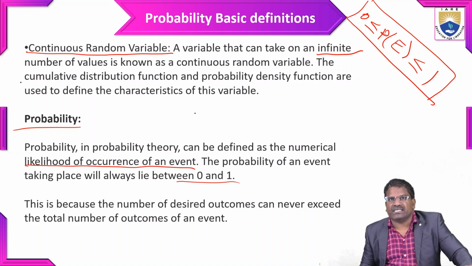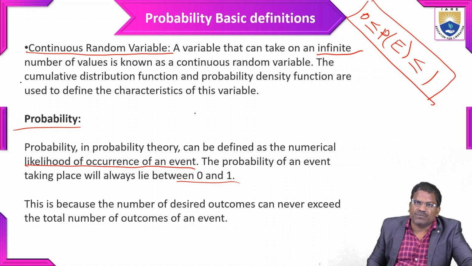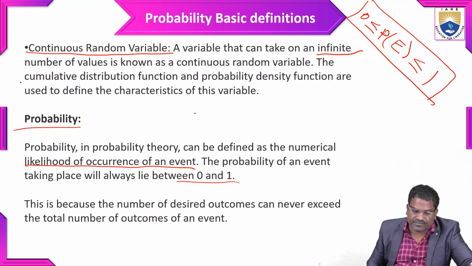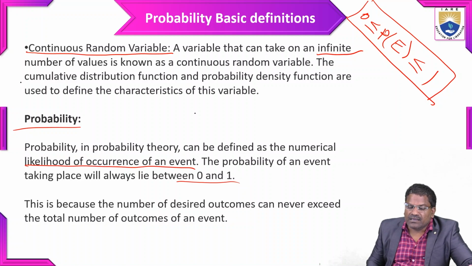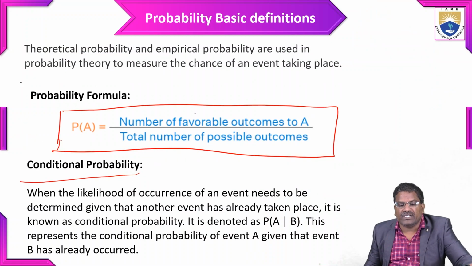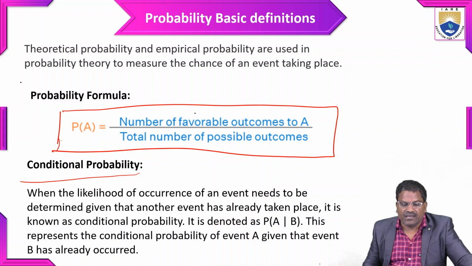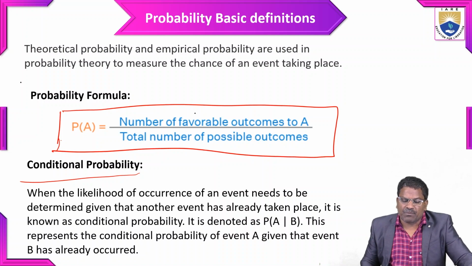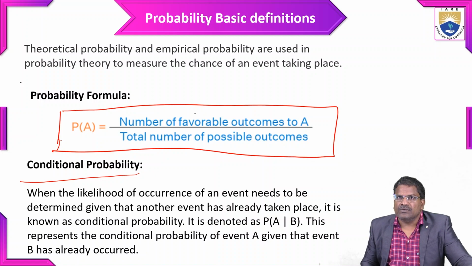Now, once again, let us see how to define probability with the knowledge of all these things. Probability, in probability theory, can be defined as the numerical likelihood of occurrence of an event. The probability of an event taking place will always lie between 0 and 1. So probability can be mathematically defined as the ratio of the number of favorable outcomes to the total number of possible outcomes.